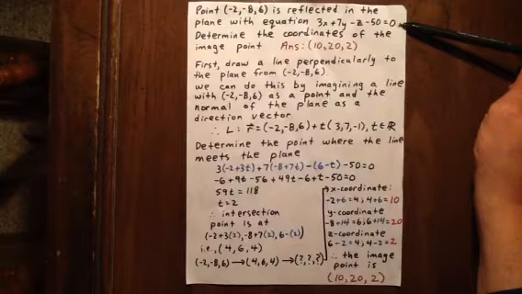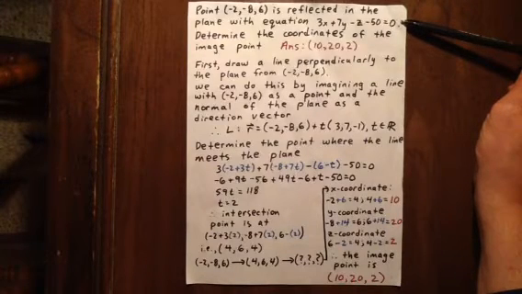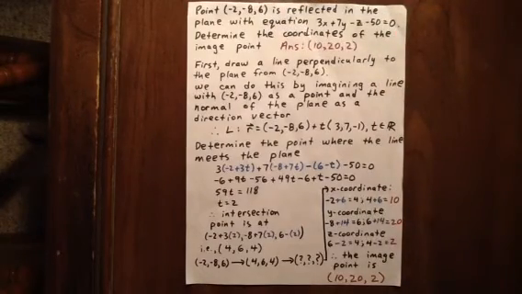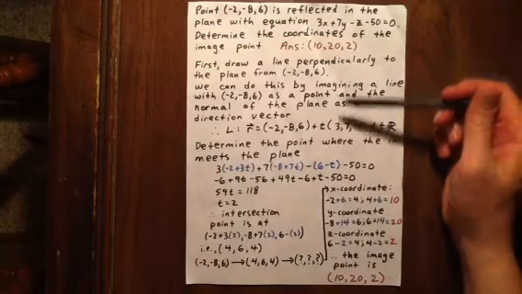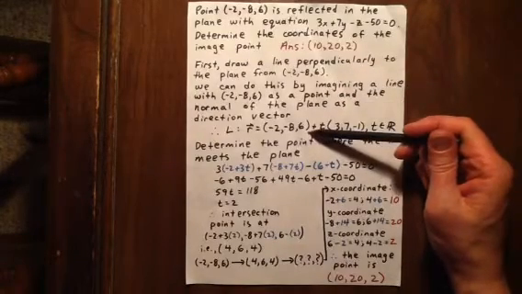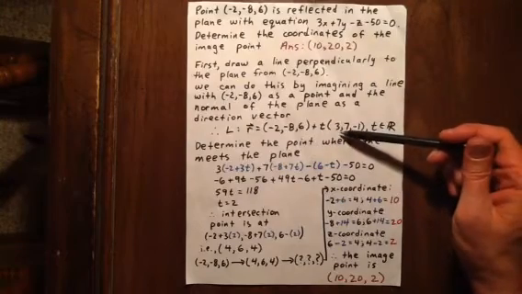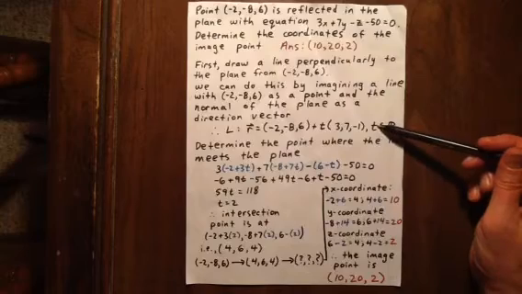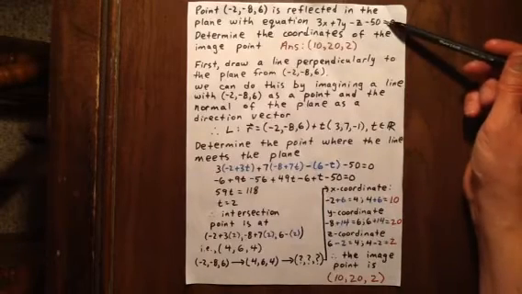Well, the normal vector of this plane is perpendicular to the surface of the plane. That means the vector (3, 7, -1) is perpendicular to the surface of this plane. So we can use that as a direction vector of a line from this point and figure out where that line meets the plane. So the line that we'll use is (-2, -8, 6) plus t times (3, 7, -1). And we'll see where this line intersects this plane.